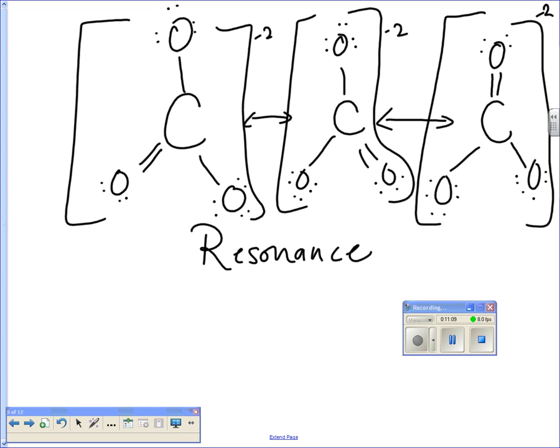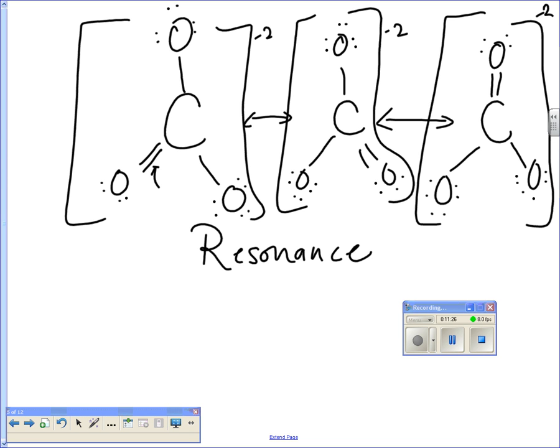So you just draw all possibles. You just move the double bond around. And because of that, that's why it would show an equal bond length, because it's really an average. This is not really a double bond, but there's kind of an average of bonds among them.